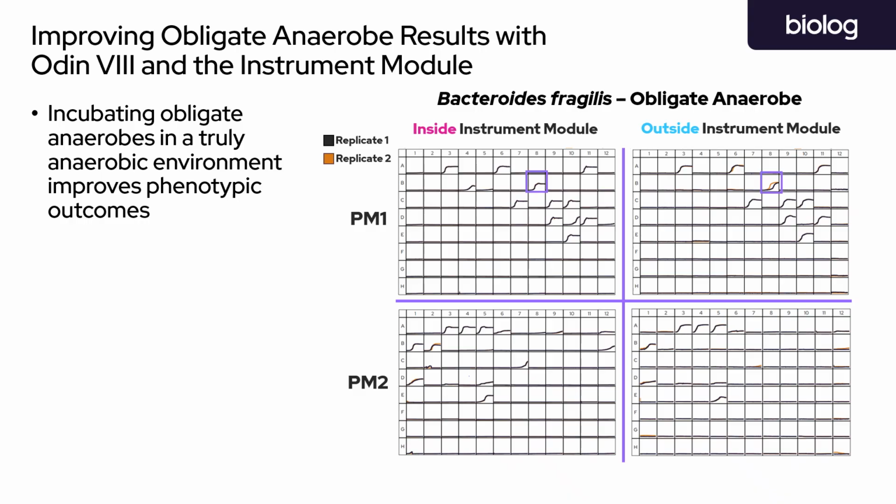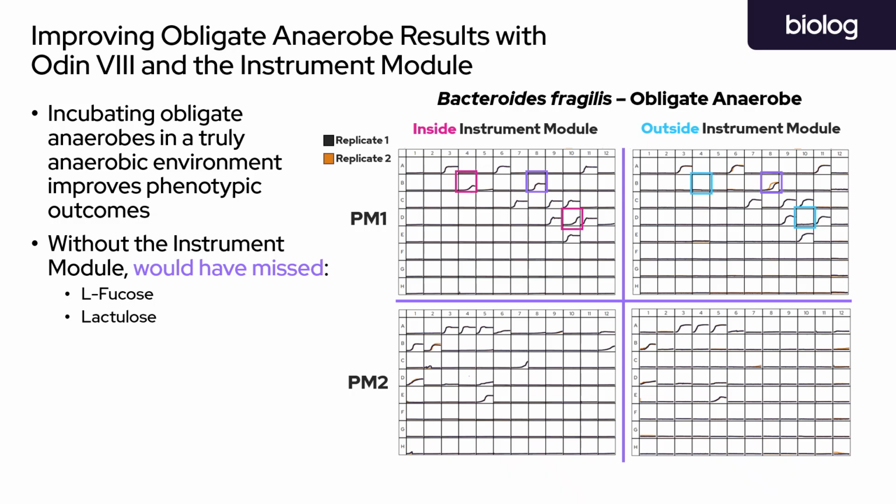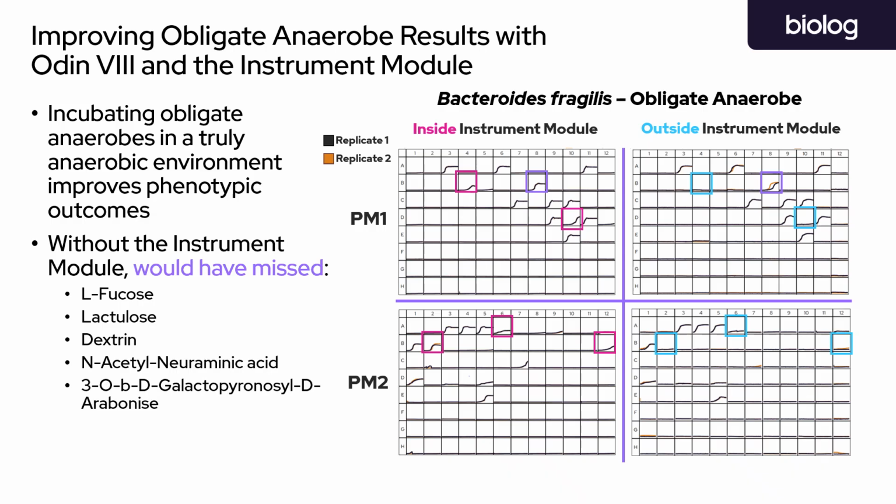So taking a look at these data side by side, we can see that this really shows just how much can be missed when screening obligate anaerobes using methods which might expose them to even the smallest amounts of oxygen, like the plate seal. Without Odin-8 in the anaerobic work environment using the instrument module, we would have missed out on potentially valuable data, including utilization of fucose, lactulose, dextrin, N-acetyl neuraminic acid, this arabinose compound, beta-methyl D-galactoside, and finally stachyose.